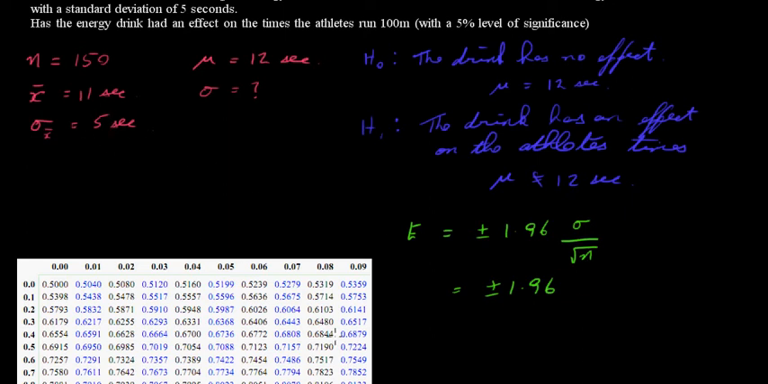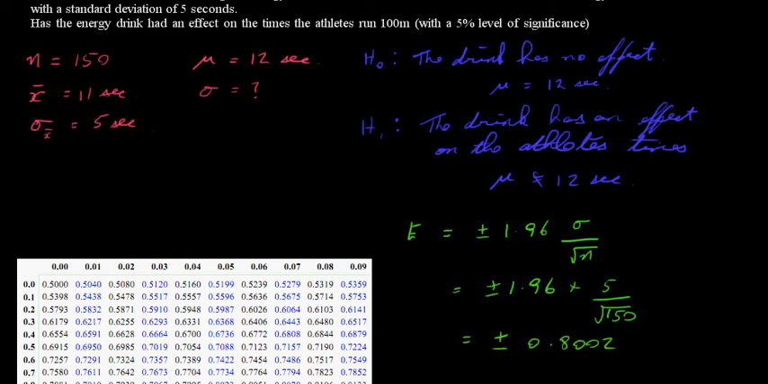So we're going to use this as an estimate, a very good estimate, because we have 150 samples here. I'm going to use this 5 here. So that's multiplied by 5 over the square root of our sample size, 150. When you work that out, you get plus or minus 0.8002 rounded to 4 decimal places.